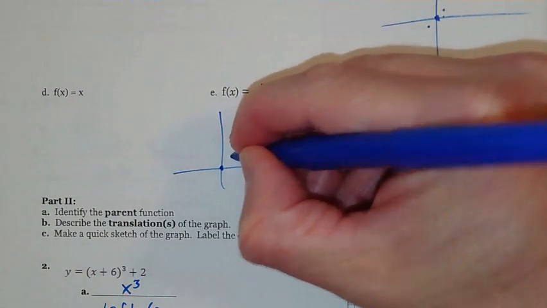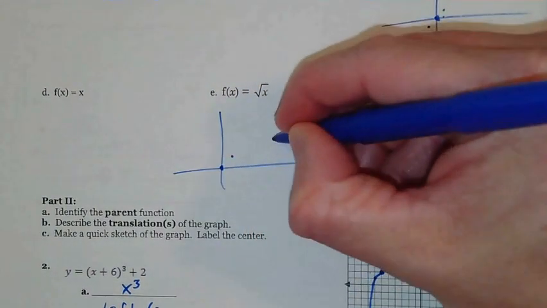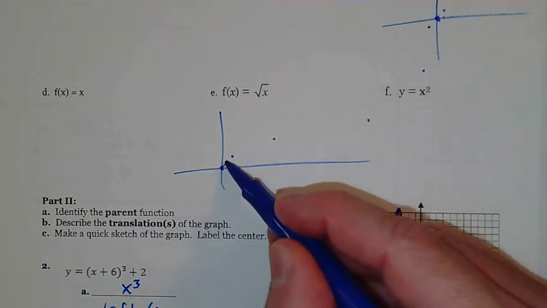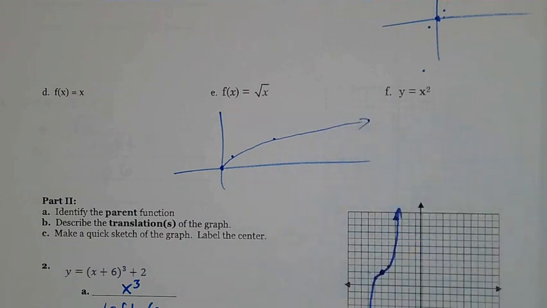The square root of 1 is 1. The square root of 4 is 2. The square root of 9 is 3. And then we end up with that radical shape.